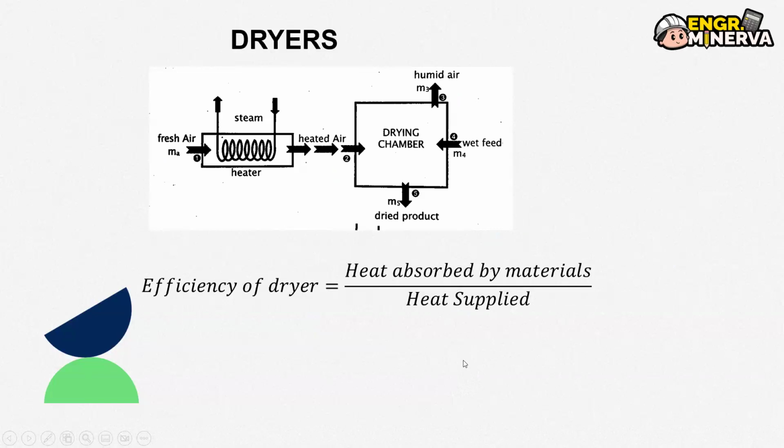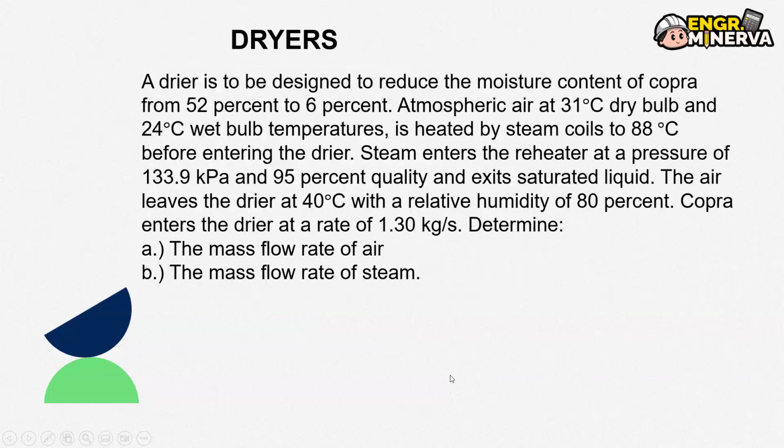So let's have one sample problem for this type of topic. So a dryer is to be designed to reduce the moisture content of copra from 52% to 6%. Atmospheric air at 31 degrees Celsius dry bulb and 24 degrees Celsius wet bulb is heated by steam coils to 88 degrees Celsius before entering the dryer. Steam enters the reheater at a pressure of 133.9 kPa and 95% quality and exits saturated liquid.